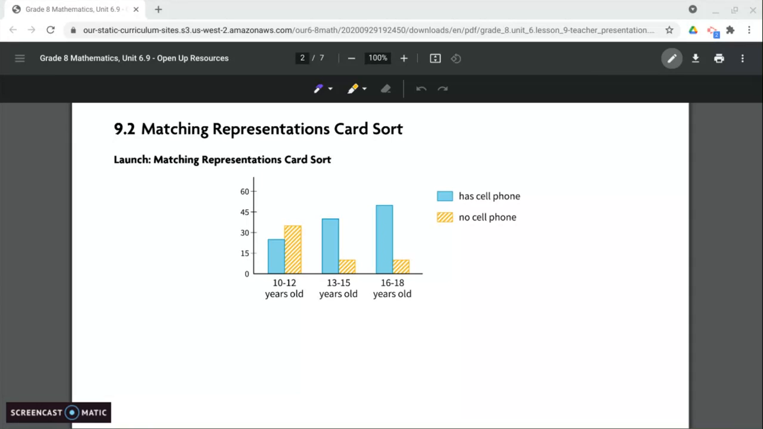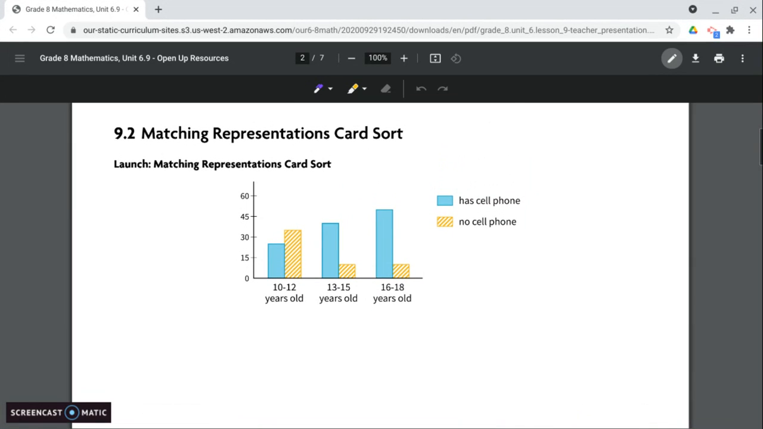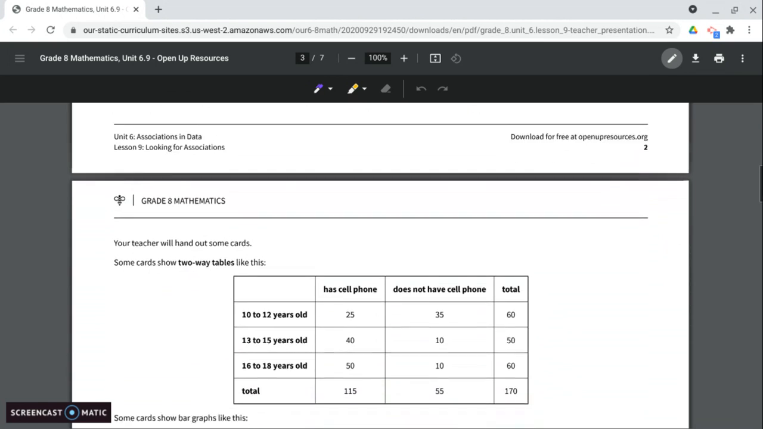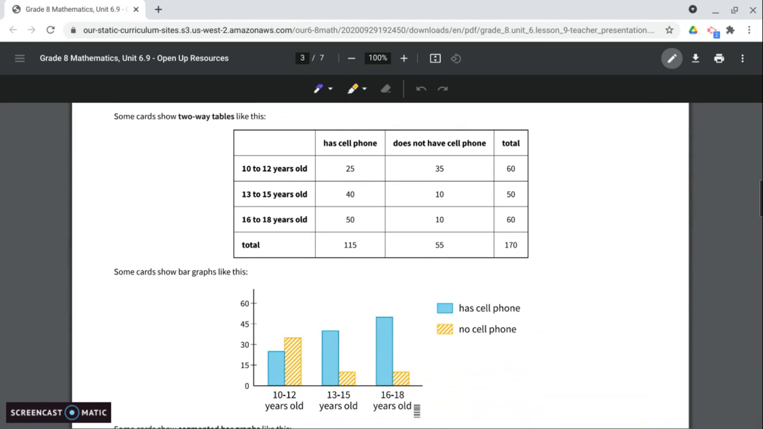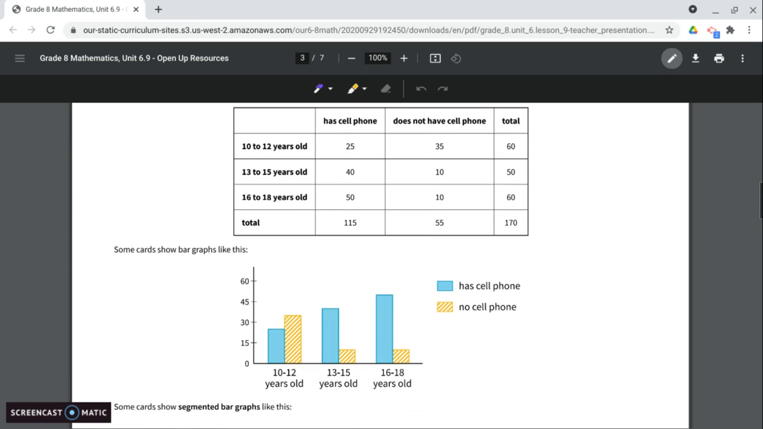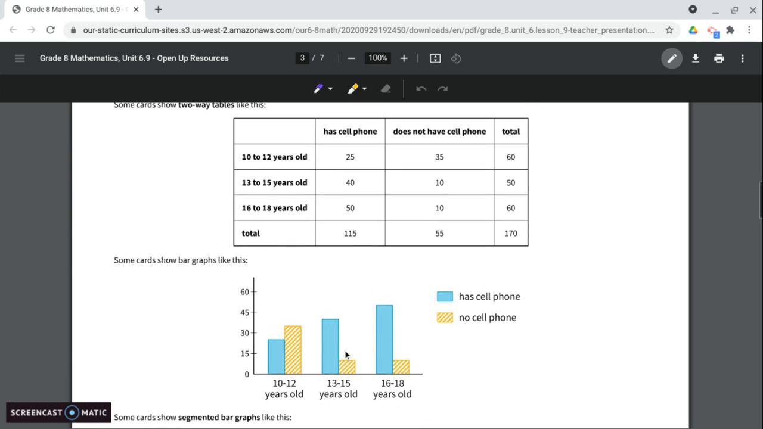So we're not actually going to do the card sort that goes with this, but we are going to look at what is represented in these tables. This is a two-way table, having the years that we're trying to compare versus a cell phone and not a cell phone. This is representative of a two-way table, which could then be converted into a bar graph as such.